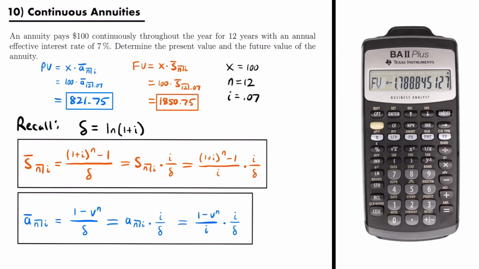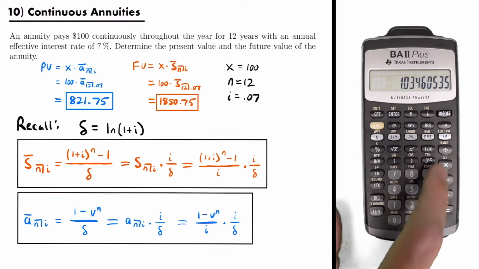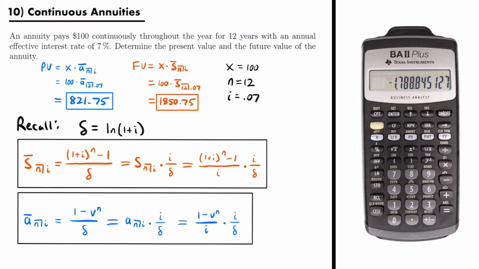That is the future value of a regular annuity-immediate, not the continuous annuity. And so we're going to store that value. I'm going to put it in the 4 button, and then we will clear that. And then I'm going to recall our value in the 2 button. Remember, this was our stored value for i divided by delta. And so we can multiply that by our future value. And so I'll hit multiply and then recall 4. And then once again, let's make that positive. And then let's hit enter. And there is our future value of $1,850.75. And so that matches up with our answer when we did that manually by hand.